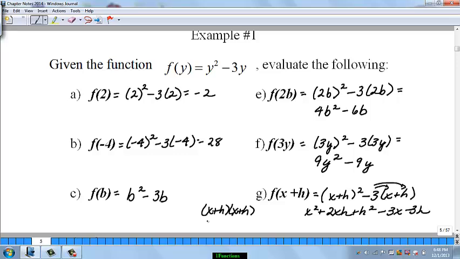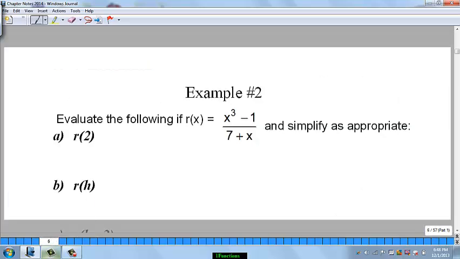So if you need to do this over here and actually do this and then combine the middle and put it over here, that's fine. Then when I'm done here, I look and say, can I combine anything? And I can't, because I have an x squared, an xh term. I don't have anything that matches, so that's it. So that's pretty simple for that.